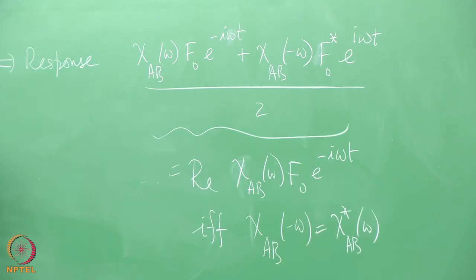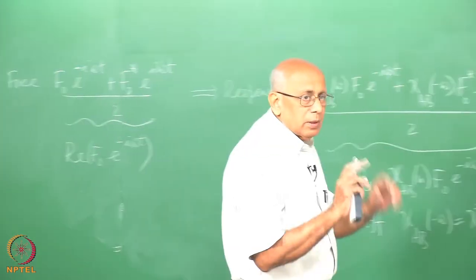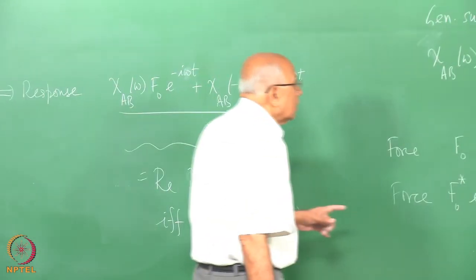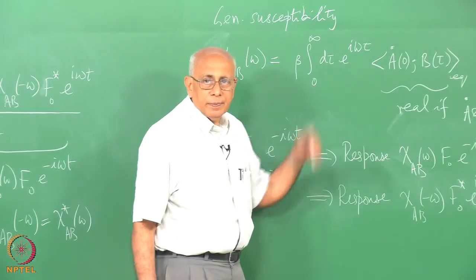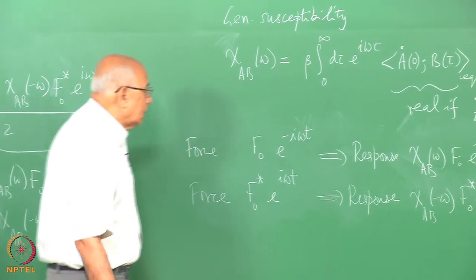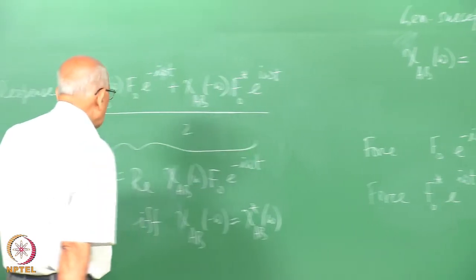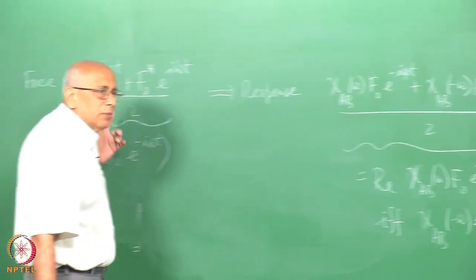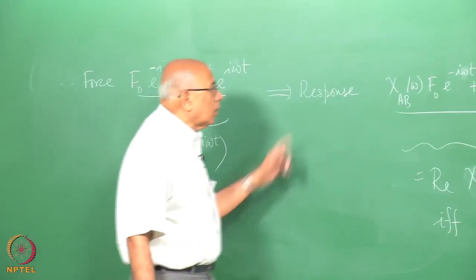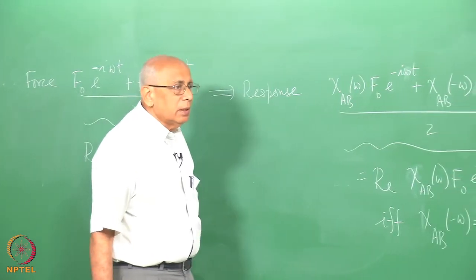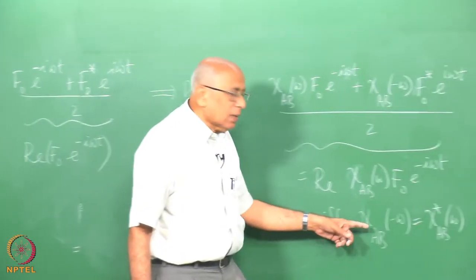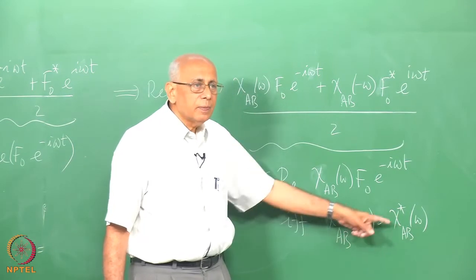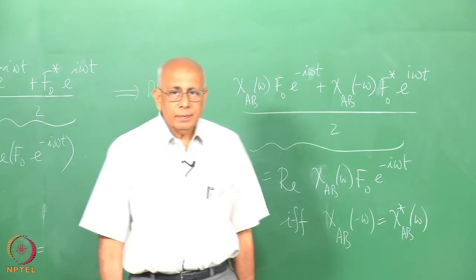Right? You see the argument. All I have used is a superposition principle and the definition of the generalized susceptibility. That leads me to the conclusion that if I apply a real force, a physical force, then the response is real if A and B are Hermitian, if and only if this condition is satisfied for real omega.